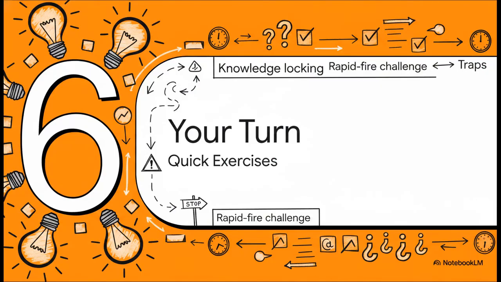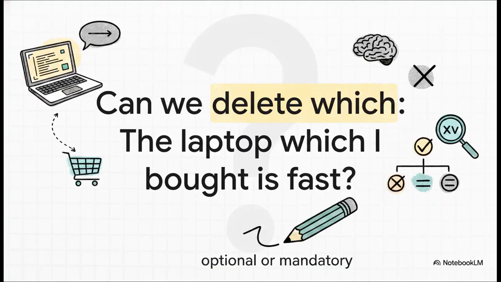And finally, Section 6, your turn, with some quick exercises. We've covered the rules, the tricks, and the traps. Now I want you to actively lock this knowledge in right now with a rapid-fire challenge. Look closely at the IT leader's sentence here. "The laptop, which I bought, is fast." Ask yourself about that golden rule from our omission trick. Look at the word directly following "which." Is the pronoun here optional or is it mandatory? I'll give you a second to decide.